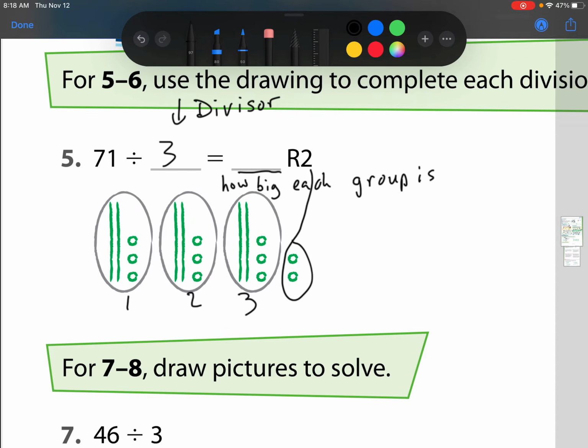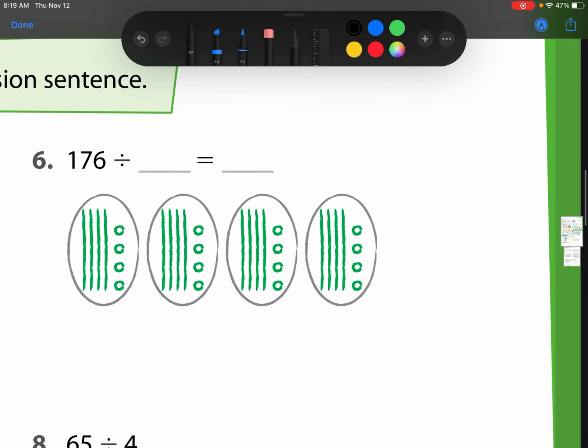So what do we have? Well, we have 10, 20, so we have 2 in the tens, and then we have 1, 2, 3. We have 3 in the ones column. Let's head to number 6.